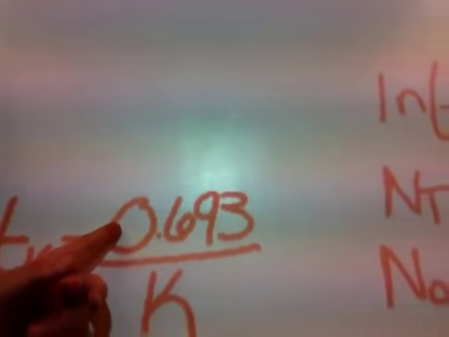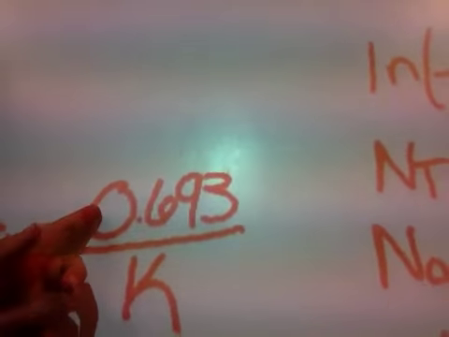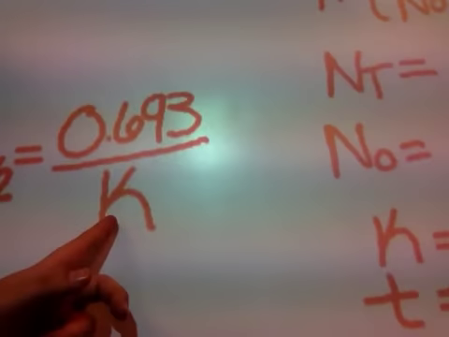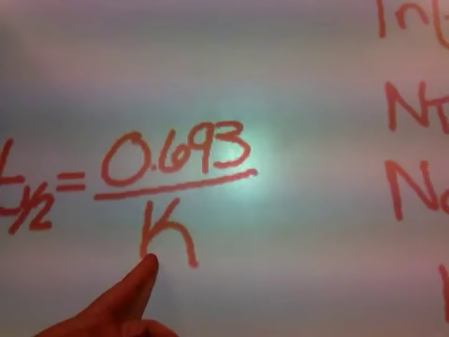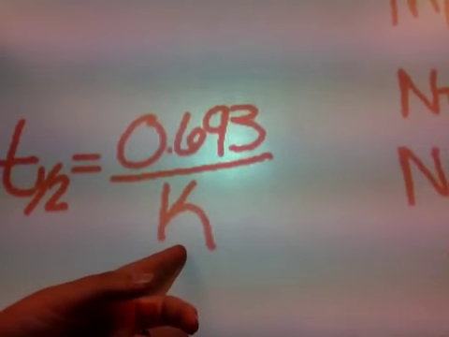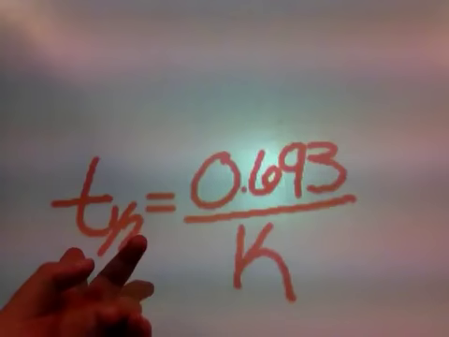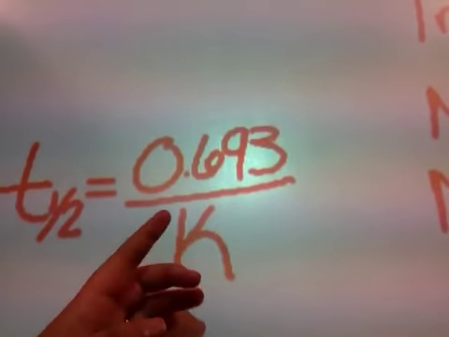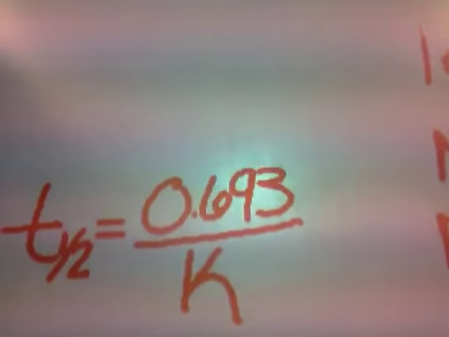We have a number here which was calculated, and we're going to derive that when you take AP Physics, but we're not going to derive it in this class. And then K, which stands for your rate constant. So we have half-life equals this number divided by the rate constant. So these are the two equations that we're going to use to calculate different things in terms of half-lives.